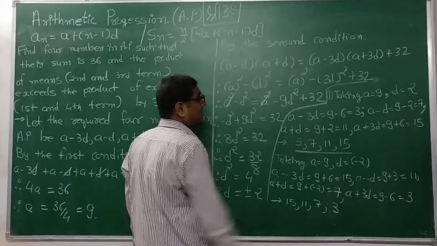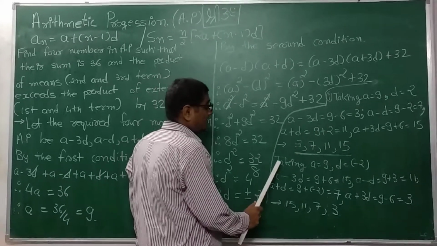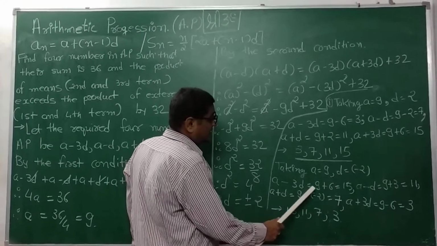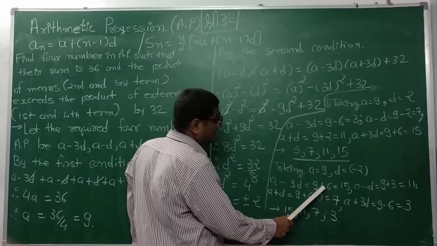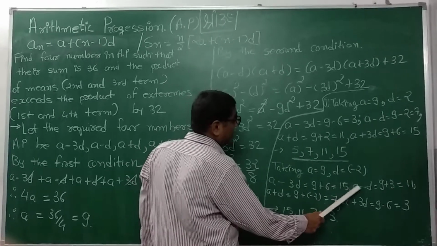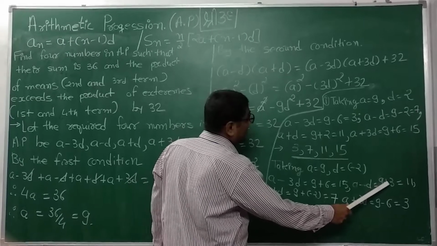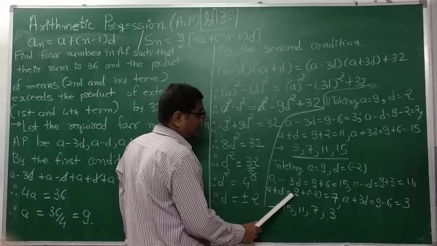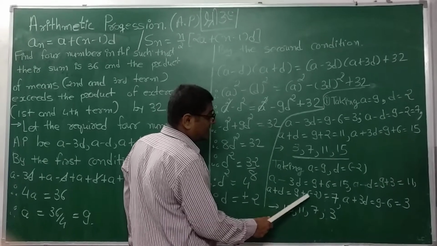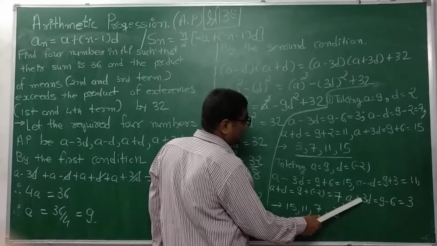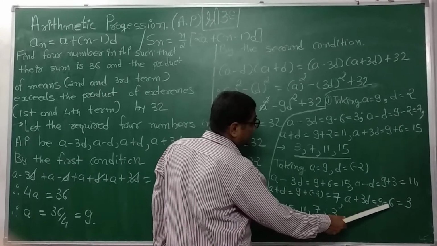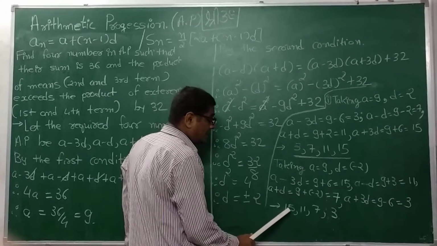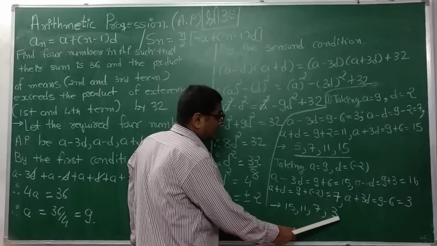Now we are taking a is equal to 9 and d is equal to minus 2. So a minus 3d is equal to 9, negative becomes positive, plus 6, which is 15. A minus d is equal to 9 plus 2, which is 11. A plus d is equal to 9 minus 2, which is 7. A plus 3d is equal to 9 minus 6, which is 3. So in this case the terms are 15, 11, 7 and 3.